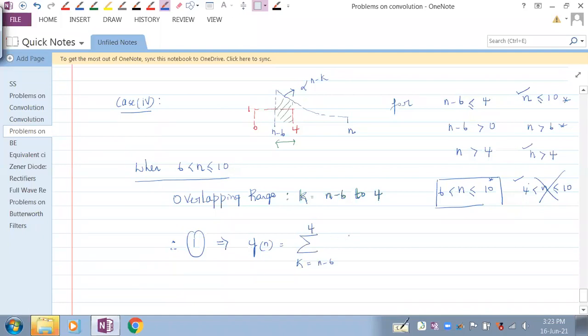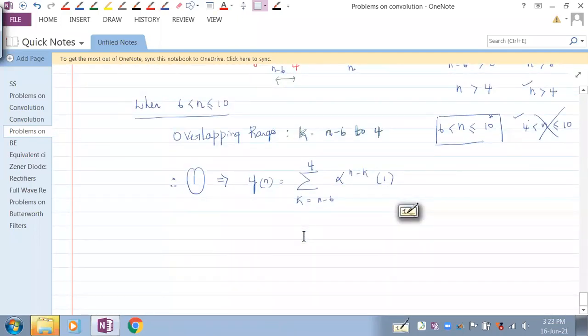And in that range, we have a signal whose amplitude is 1, and we have a signal whose amplitude is alpha power n minus k. So it is alpha power n minus k into 1. As we have been doing for all the other cases, let's take alpha power n out and let's interchange the limits of summation from 4 to n minus 6. And this is 1 by alpha to the power k.